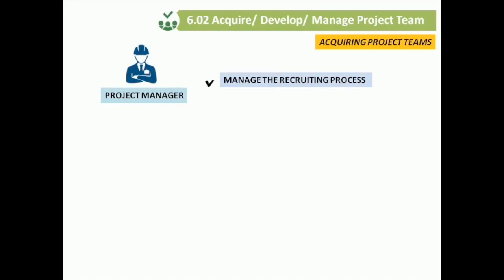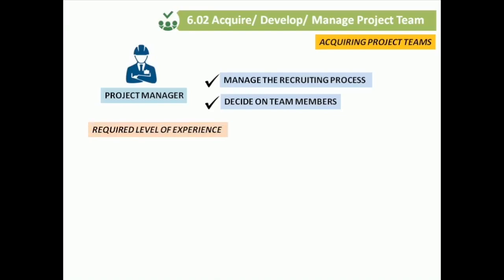Now that you have a direction for the execution of the project works, you will need a team in place to direct and manage the works. The criteria for acquiring project teams. The project manager is the person who has the authority to manage the recruiting process and decide on the team members. While selecting and deciding on team members, the following criteria should be considered.